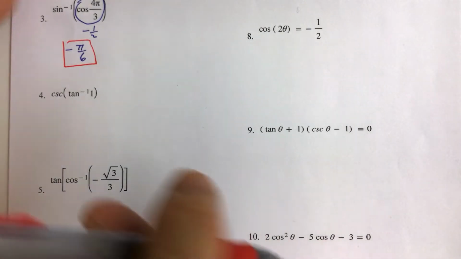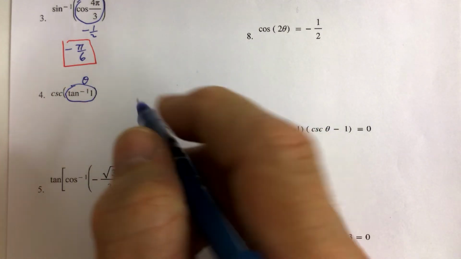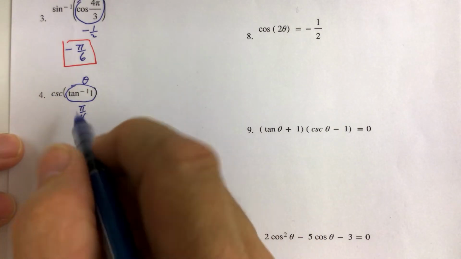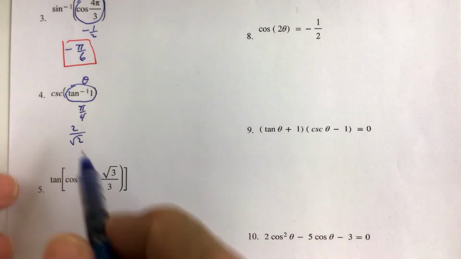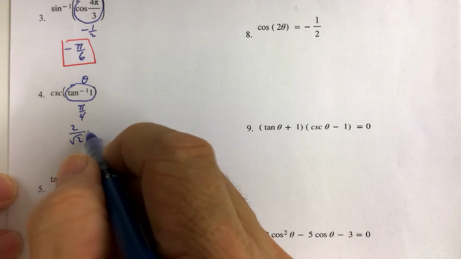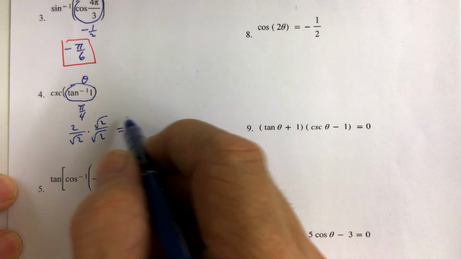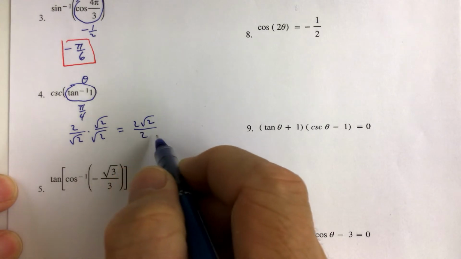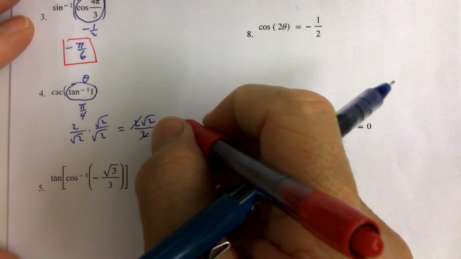For problem number 4, the inverse tangent of 1, well, that angle in which the tangent of the angle is 1 happens to be pi over 4. And the cosecant of pi over 4 is the reciprocal of the sine of pi over 4. Sine of pi over 4 being radical 2 over 2, so the cosecant would be 2 over radical 2. And then, of course, we want to rationalize our denominator. 2 times radical 2 over radical 2 times radical 2 happens to be 2, and those 2's would cancel, so we would just get radical 2.